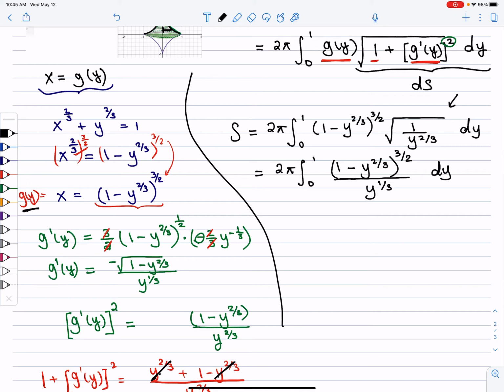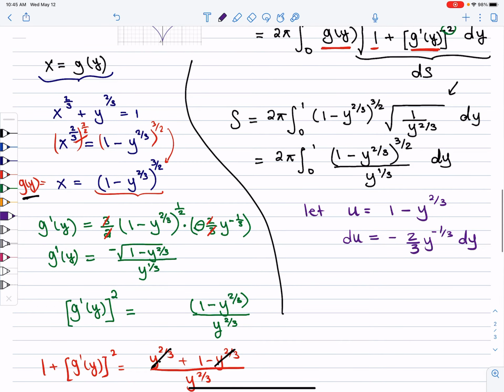Looks a little complicated, but what we can do is apply substitution. Why don't we let u be equal to 1 minus y to the 2 over 3? And our du is going to be equal to negative 2/3 y to the negative 1/3 dy, which is equal to negative 2 over 3, with y to the 1/3 in your denominator, dy, is equal to du.